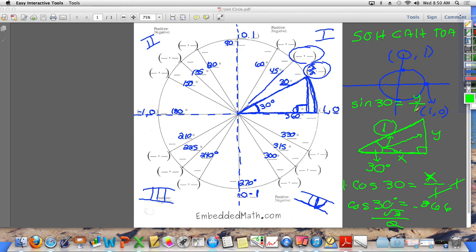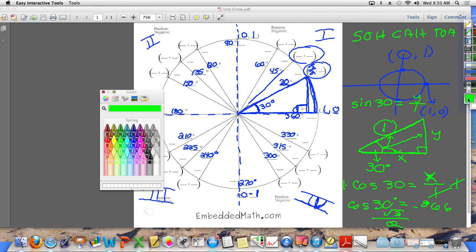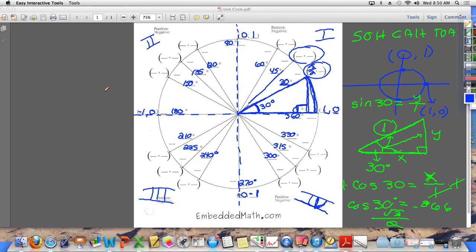Hold on. It's 0.5, yeah. Now, for those of you thinking, do we really have to do this every single time? Well, absolutely not. I'm showing you the math behind where these numbers are coming from. I think you get 0.5. So the y value at that point is 0.5.